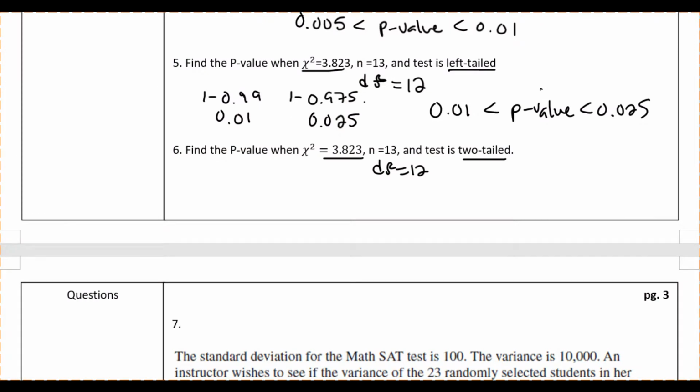All right, so we have to do 1 minus 0.99 and then 1 minus 0.975, and then we have to double it because we're looking at a two-tailed test. So basically we get a double 0.01, and that gives us 0.02, and a double 0.025, which gives us 0.05. So therefore our p-value is between those two numbers.